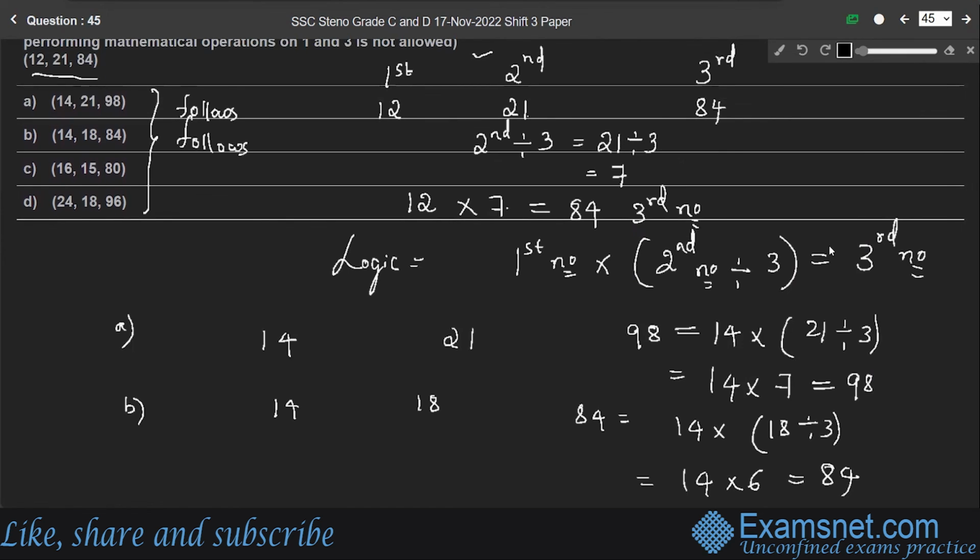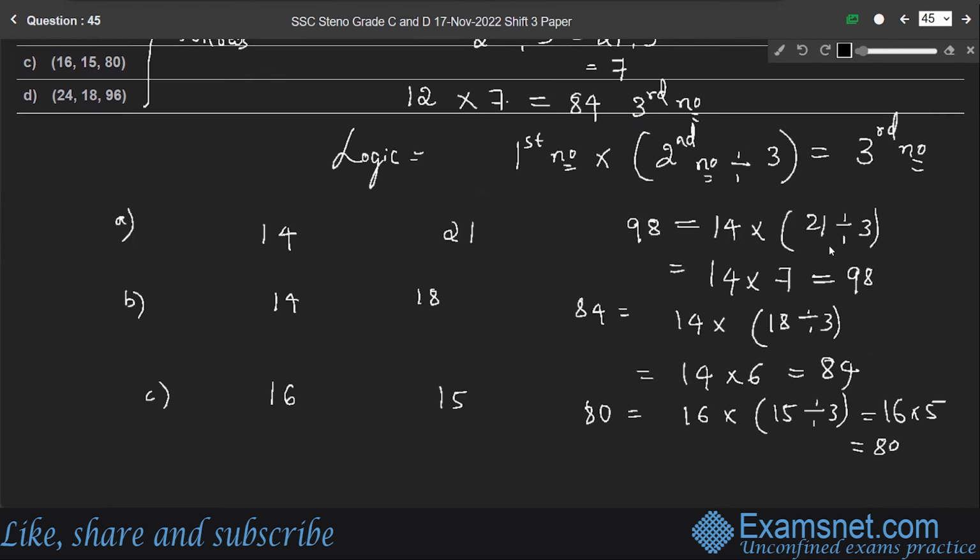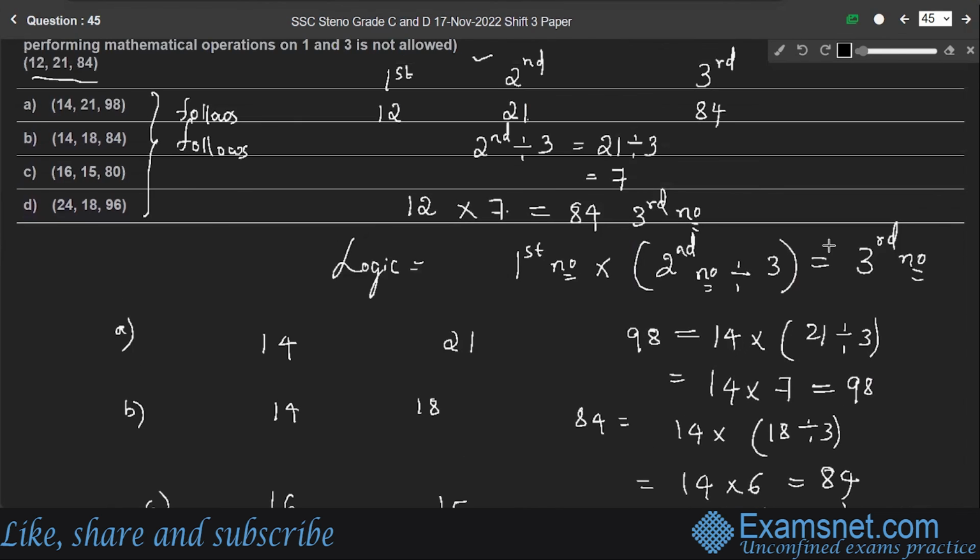So we'll consider option C. In option C, the first number is 16, the second number is 15, the third number is 80. Which is equal to the first number 16 into the second number 15 divided by 3, which is 16 into 5. Which follows the logic of the given set. Therefore, the remaining option is option D.